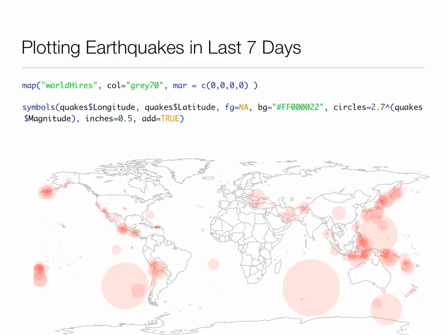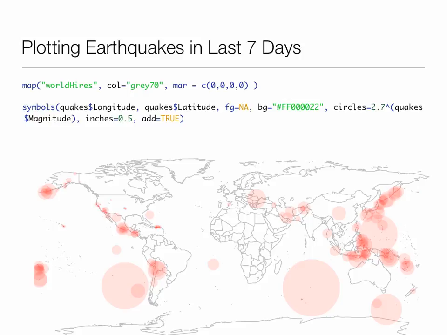Now, they don't correspond to how far away you can actually feel the thing. That's a much more complicated calculation, and it depends on a lot more than just the magnitude of the earthquake. But this does give us a good sense of where the earthquakes are, how severe they are, how many there are, and how big they are relative to one another. And again, we're going to add this to the plot.